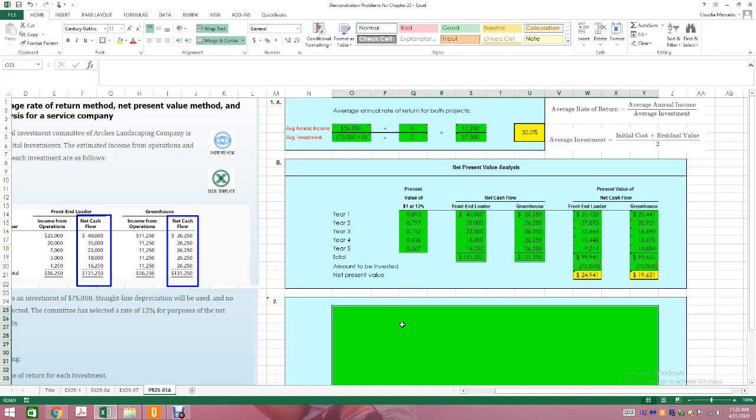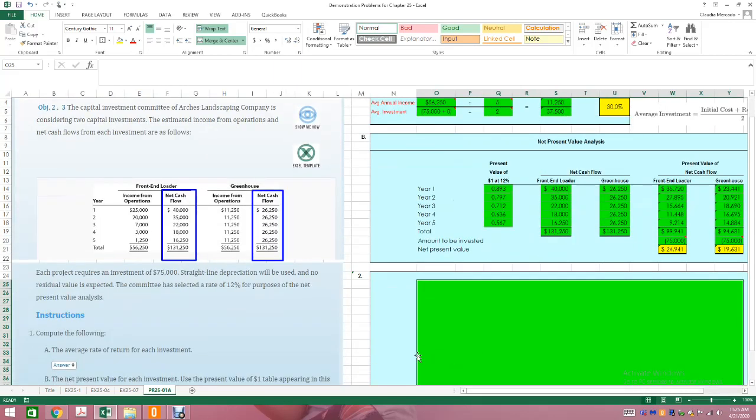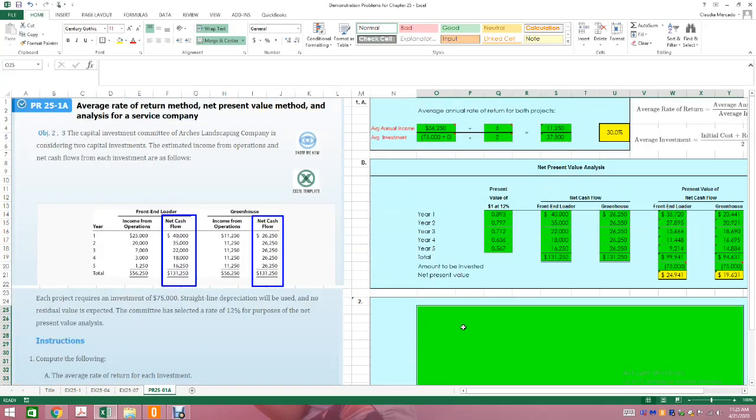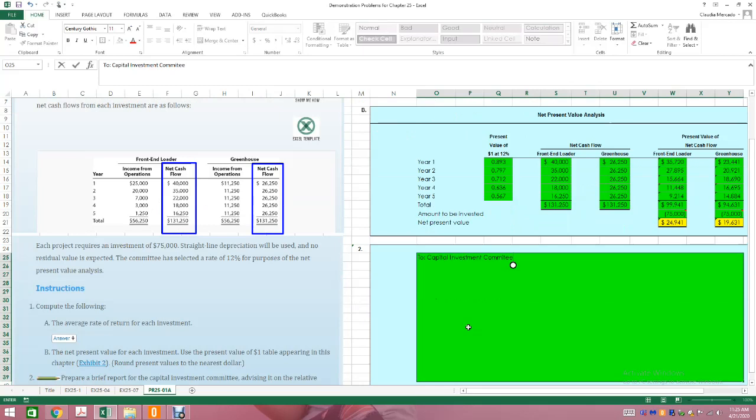So, what does it say here? Prepare a brief report for our Capital Investment Committee. So who is this going to be addressed to? Capital Investment Committee. Did I spell committee correct? Double M, I, double T, double E. Too many doubles of everything. Okay.